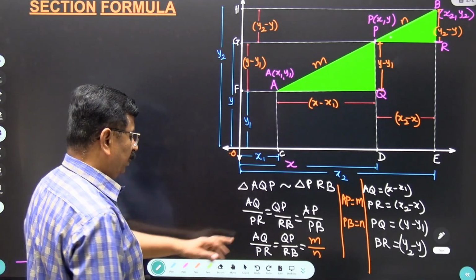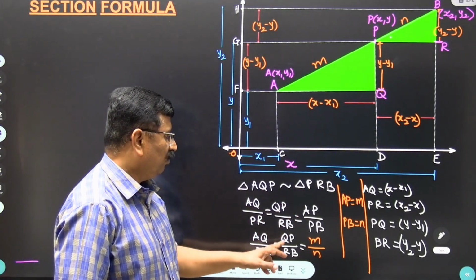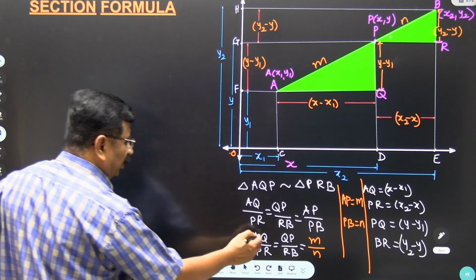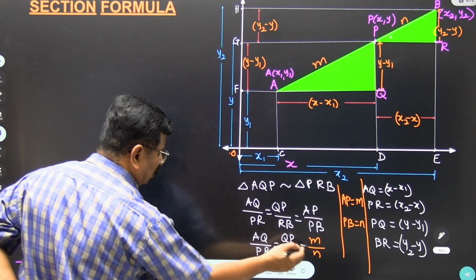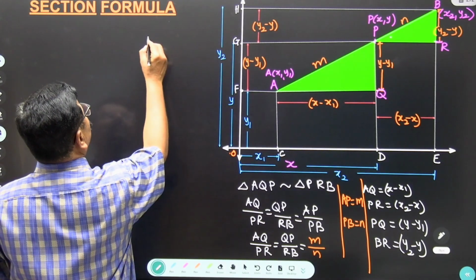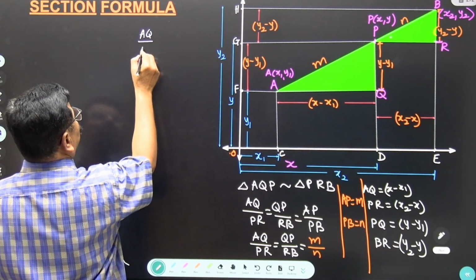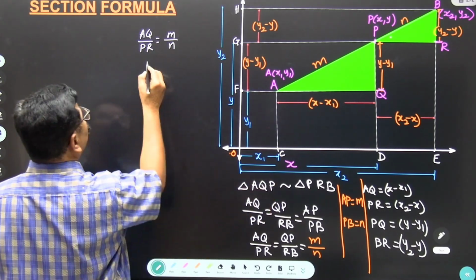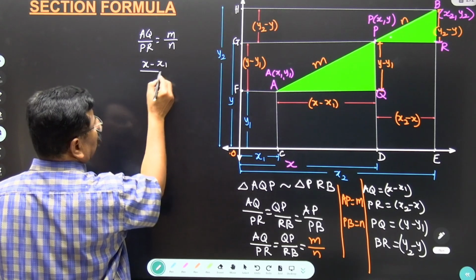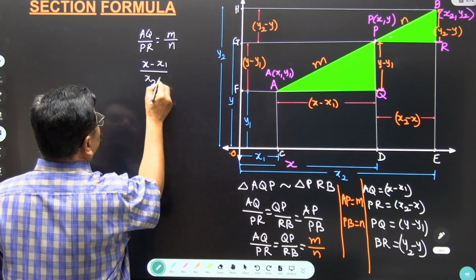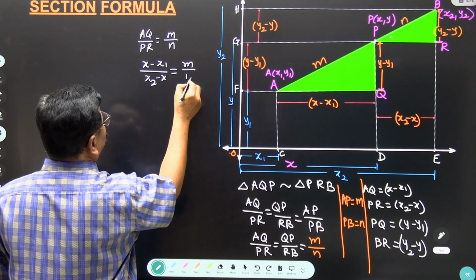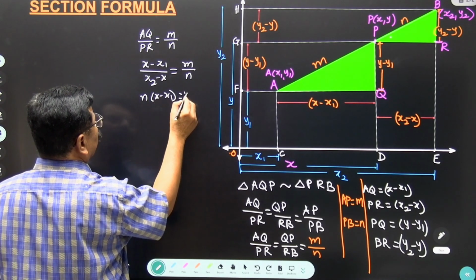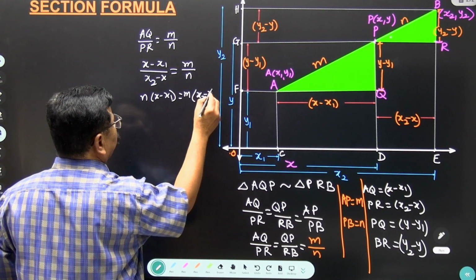But now we all know what is AQ, what is PR, what is PQ and what is RB. Just substitute these values here. So let's first choose AQ upon PR is equal to M upon N. Now what is AQ? This is x minus x1 upon x2 minus x is equal to M upon N. So cross multiply it, N into x minus x1 is equal to M into x2 minus x.